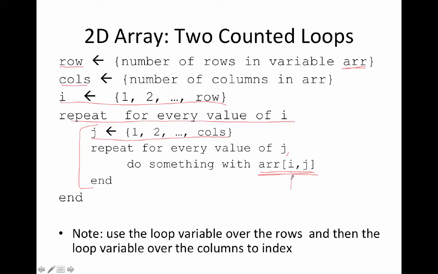So again, using the loop variable over the rows first and then the loop variable over the columns second, we're going to use these loop or iterator variables i and j to index into our array using the nested counted loop. Okay, so that's very important. We're looping over the rows, we're looping over the columns, so we have a nested counted loop in order to get to every element in the array.